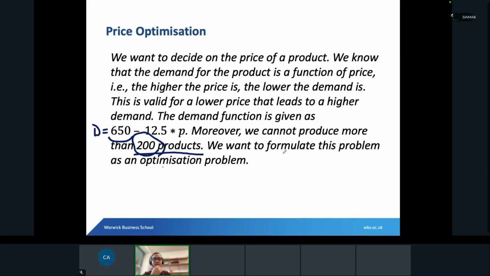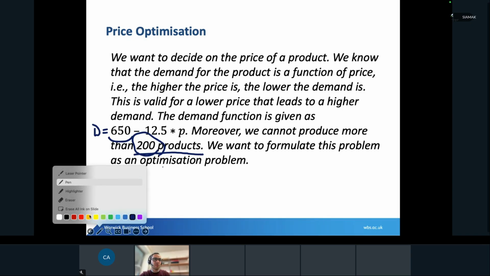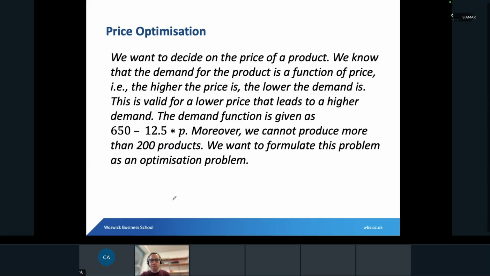Do you want to formulate this problem as an optimization problem? Now, I want to ask you, what do you think? What are the decision variables in this problem? What do you think? What are we going to decide? What do we want to optimize? What do you think? Just write it in the chat box.